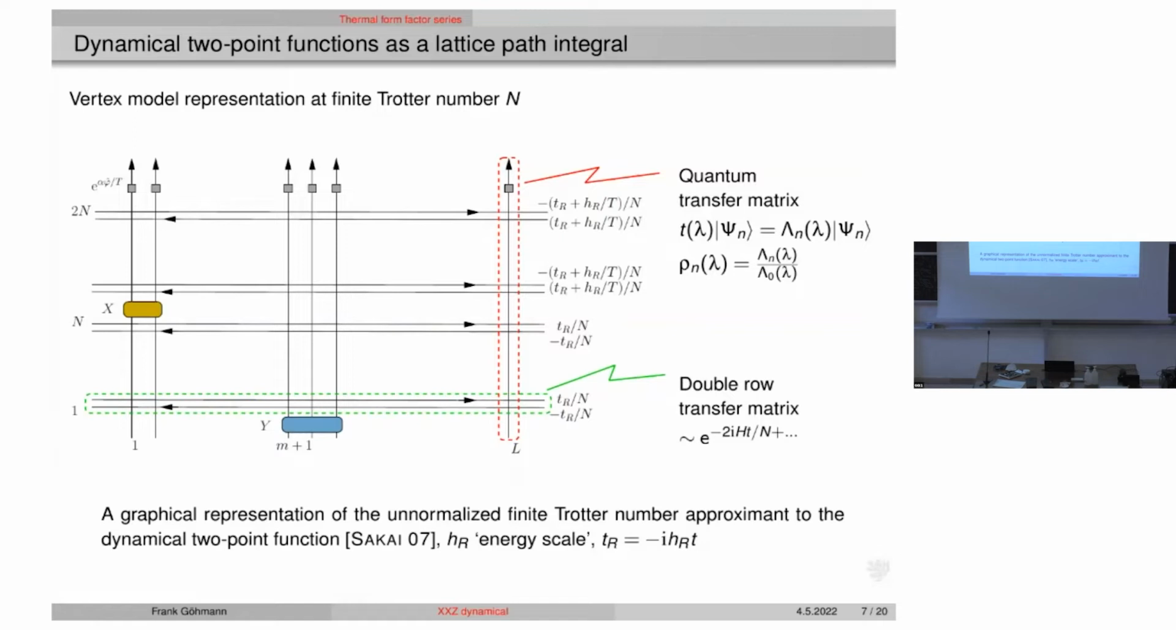Okay, now I try to explain the method to you. We call it the thermal form factor expansion, but the first idea is to present dynamical correlation functions in a good way using the integrable structure. So here's a picture which can be interpreted in two ways. You see we have lines which are crossing, and every line crossing here is an R matrix of a vertex model. This is one explanation or one interpretation of the picture.